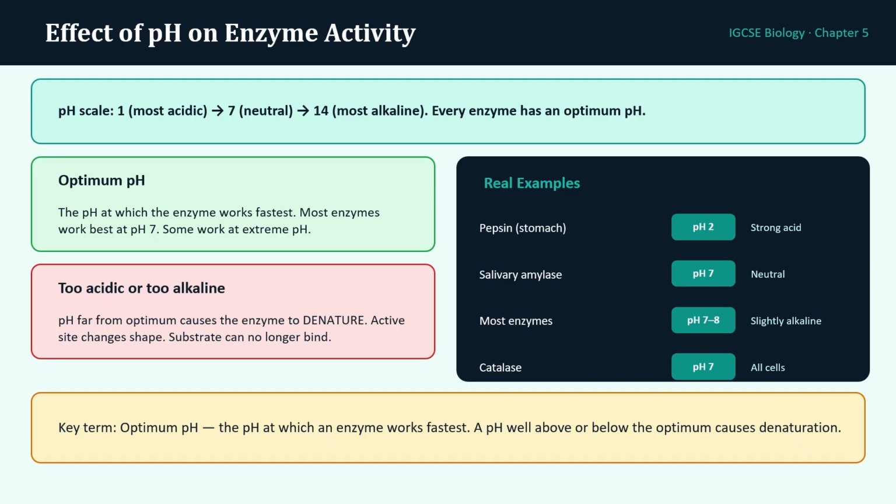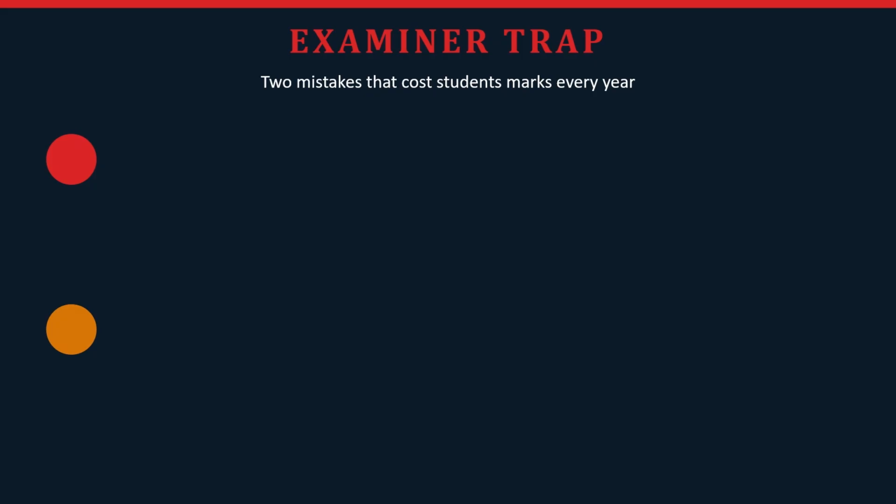So, you have to remember these key terms. Optimum pH, the pH at which the enzyme works fastest. Write it down. Now, this is the examiner trap time. 2 mistakes, both cost marks every year.